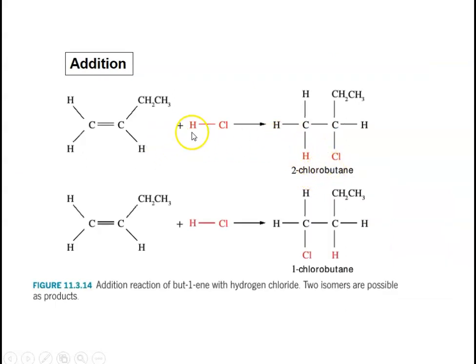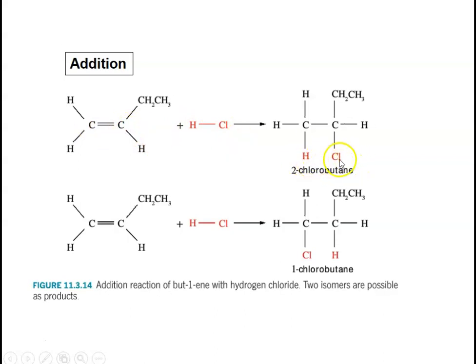Alright, so this is a 1, 2, 3, 4. It's a but- because it's got 4, and it's an -ene, and the double bond is on the first carbon, so it's a but-1-ene. So this but-1-ene can react with hydrogen chloride molecules. The bond here will break, the bond here will break, and this hydrogen will be added to that carbon, and this chlorine will be added to that.